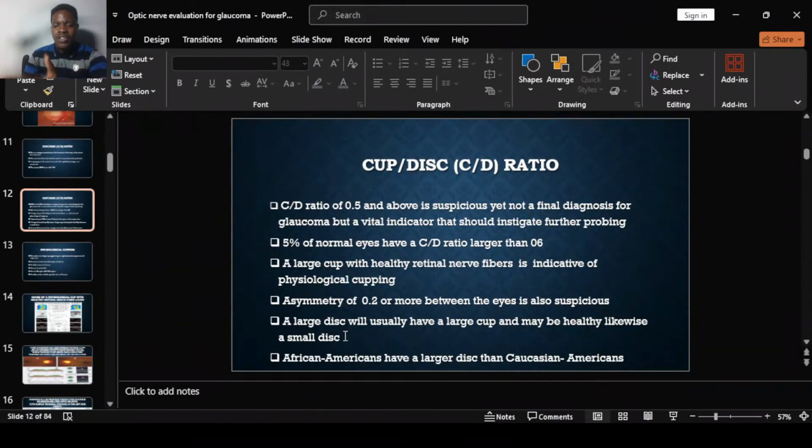So a large disc will usually have a large cup and may be healthy. Likewise, a small disc with a small cup can still be glaucomatous, even though the cupping is small. African Americans have a larger disc than Caucasian Americans. So in Africa, we are likely to see more glaucomatous cases because we are susceptible to having a larger disc.